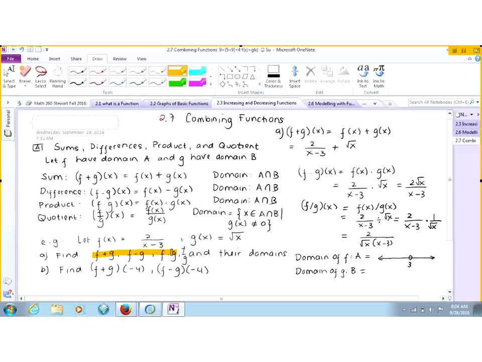So let's talk about these first. Domain of A, F, and domain of G. So what I need to find is the domain of F plus G, F minus G, F times G, and F over G. What is the domain of B? Greater than 0? Okay, so how do I graph it? 0, open or closed? Does it include 0? Can I have square root of 0? Yes, yes. So it is 0.